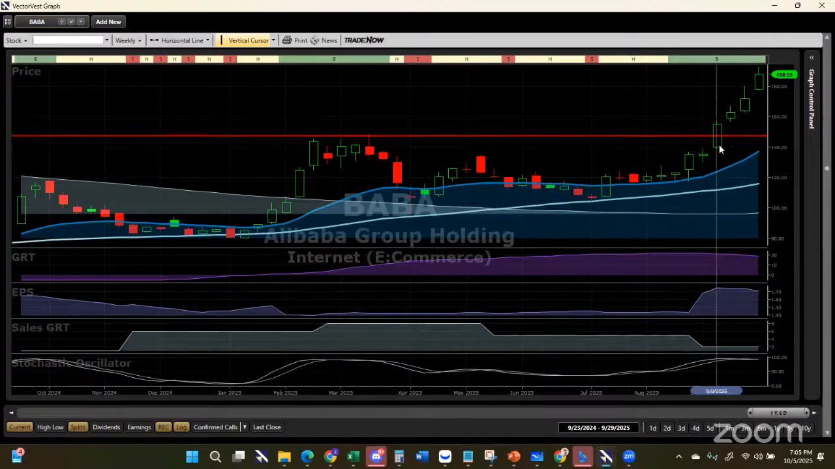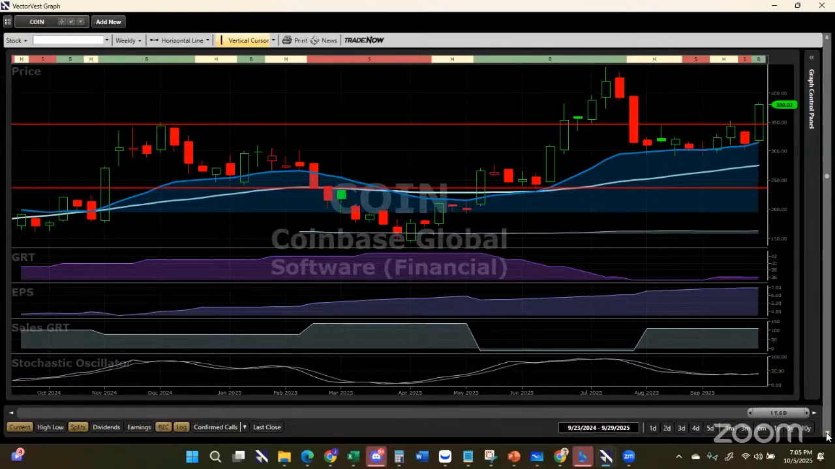Baba, look at this Baba weekly breakout right here. Beginning September, it broke out right here. Coin, look at this weekly breakout. It had a weekly breakout last week. You can easily target, is that really 437? So it closed last week at 380. The next resistance I see is at 437. This can fly.